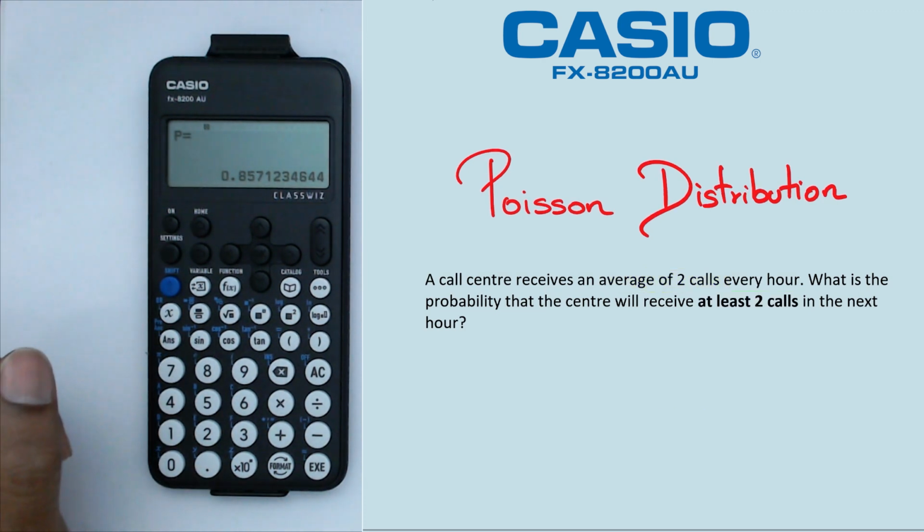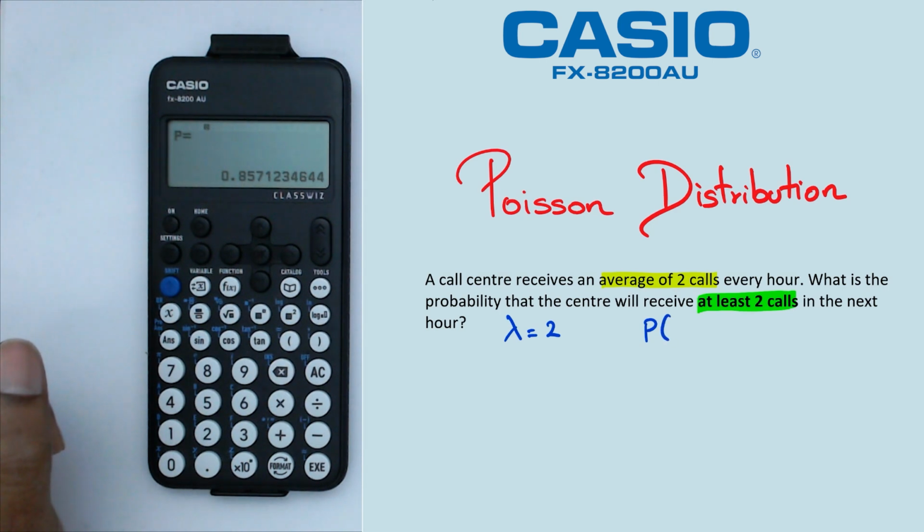So we've got another type of question here, and once again we have an average of 2 calls every hour. That means lambda is equal to 2. But if you look at the question itself, it's asking for at least 2 calls. So the way we would write this is probability of x greater than or equal to 2. So we're really looking for 2, 3, 4, 5 and upwards, right?